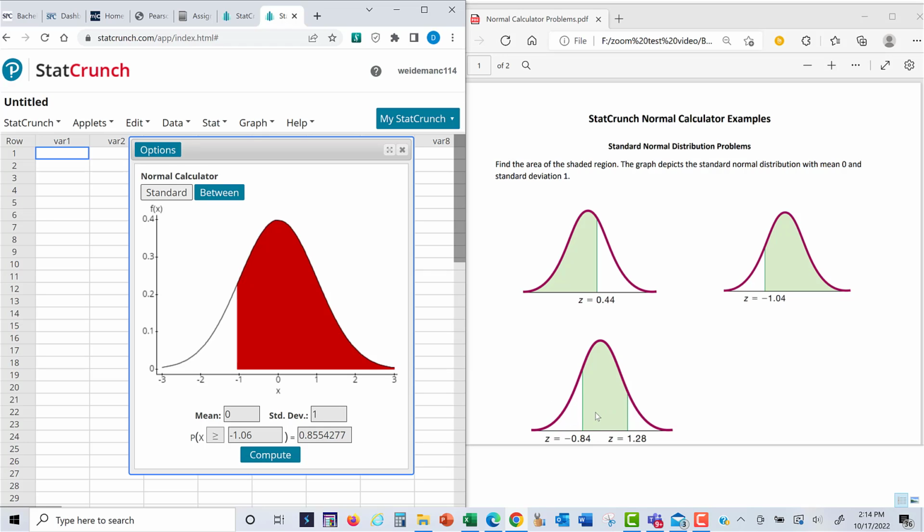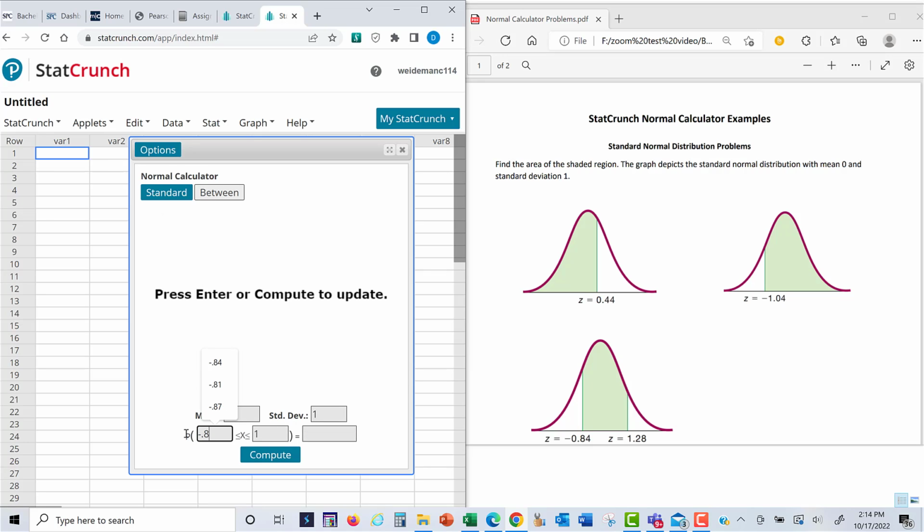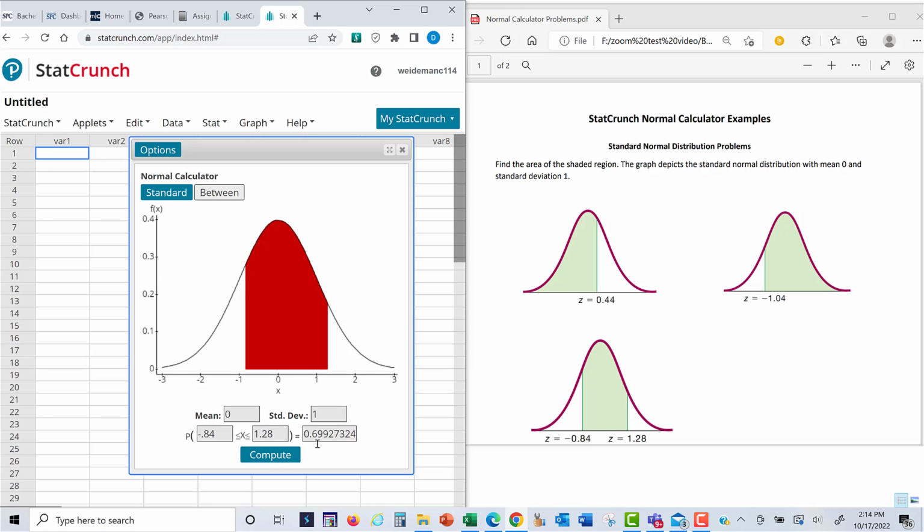Now the last one I'm going to show you here is an example between two values. So I'm going to click the between option, and now I'm going to put in the two values I'm interested in. I've got negative 0.84, so I want the probability that the z-score is between negative 0.84 and 1.28. Compute. And I get a probability of 0.6993.